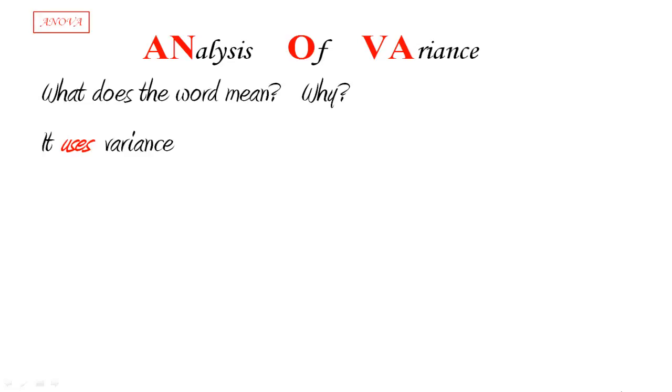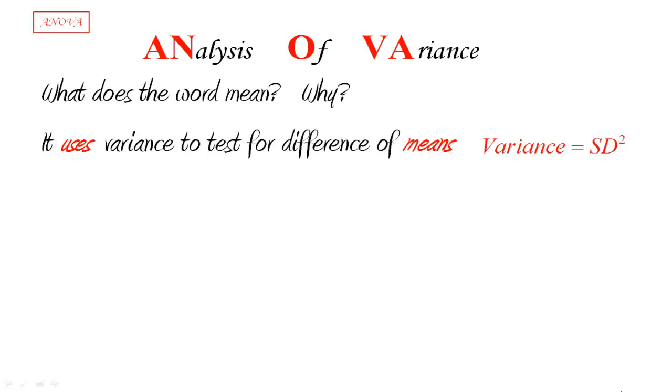Now, what is the variance? You may remember that the variance is the square of the standard deviation. Remember, it is a measure of variability which is used preferentially by statisticians, or people who do theoretical work. So when you have to develop a new method, you have to do it theoretically first. So it uses the variance to test for a difference of means.